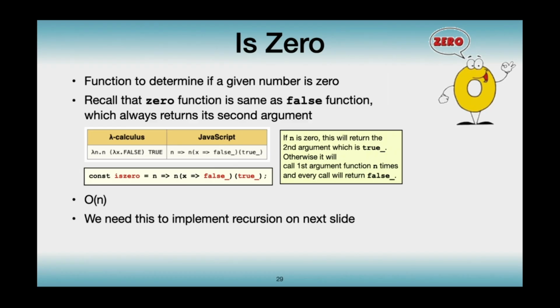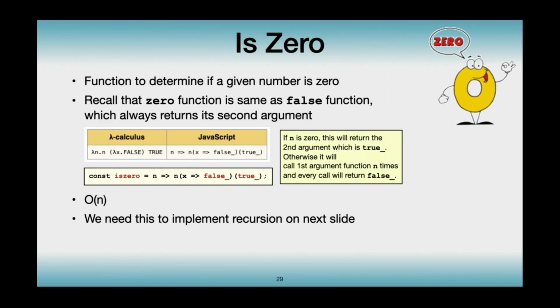So how could I test a number to see if it's 0? Well, the function for 0 happens to be exactly the same as the function for false. It always returns its second argument. If I pass in the representation for the number 0, this is going to return true because that's the second thing. But what if it's some other function? Well, what I'll return is this function that takes some number, whatever it is, and returns false.